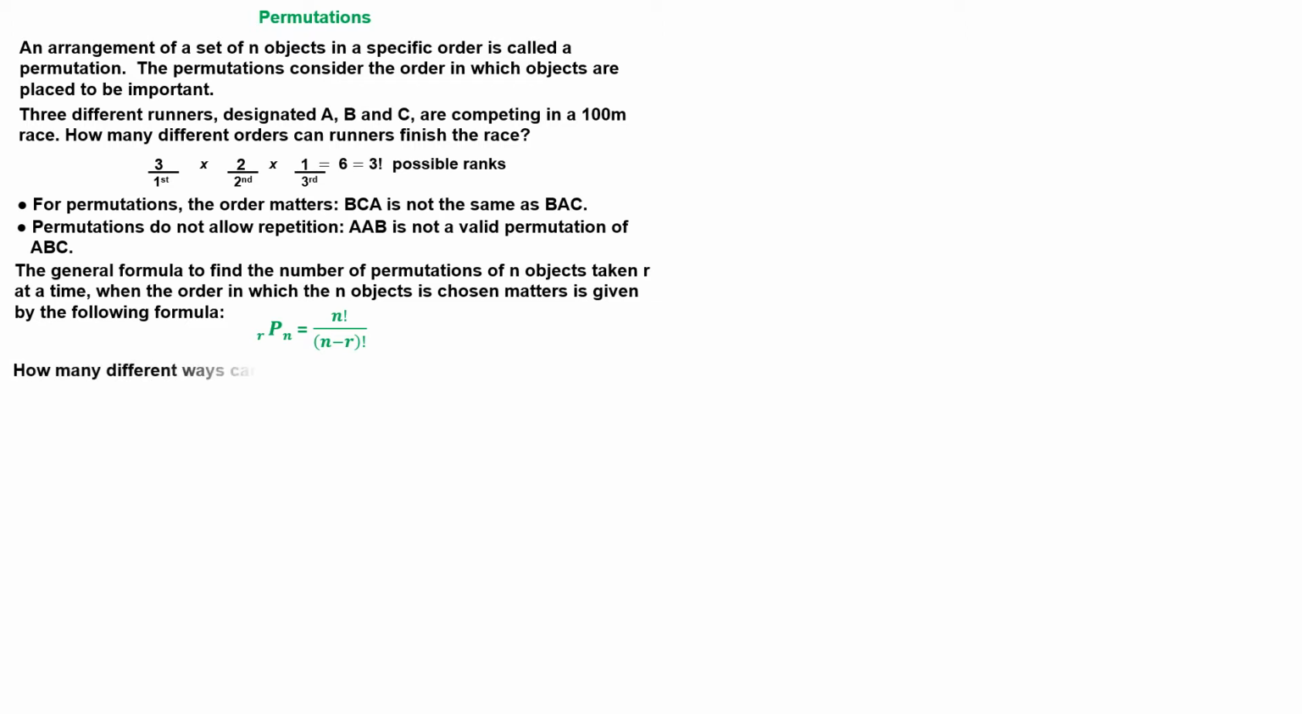How many different ways can the letters of the word SCORE be arranged? We must find the number of permutations of 5 letters taken 5 at a time. So n equals 5 and r equals 5. Let's perform the calculations.